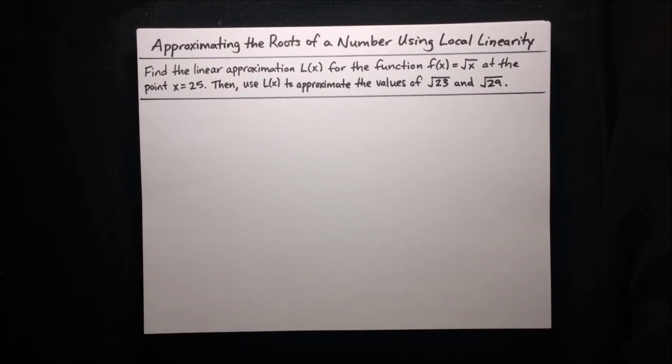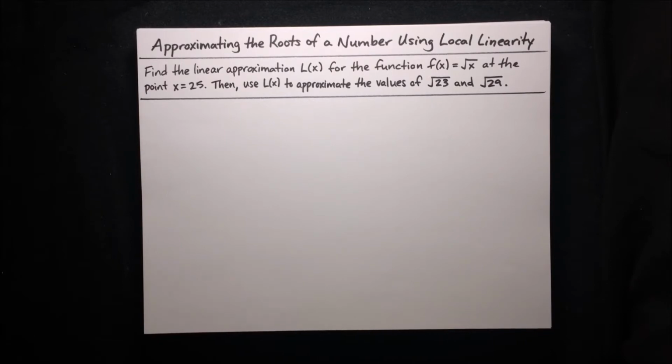Now remember, the linear approximation of a function at a point is just the equation of the tangent line at that point. And the motivation behind it is that we can use it to approximate the function's values near that point. This is especially useful for values which are difficult to compute, like we have here, square root of 23 and square root of 29.